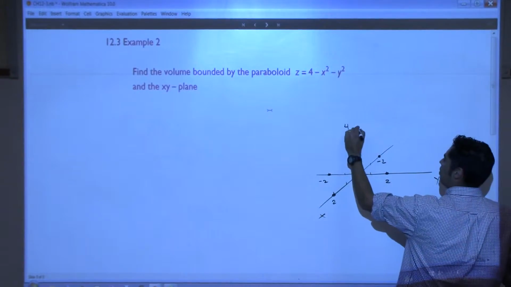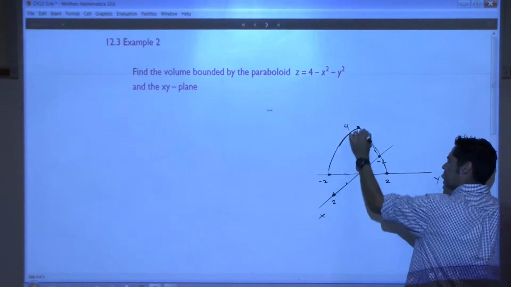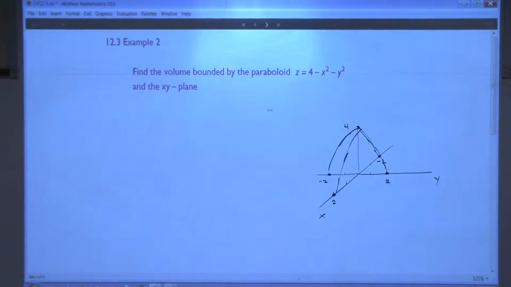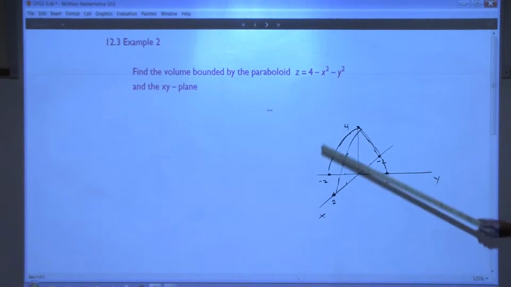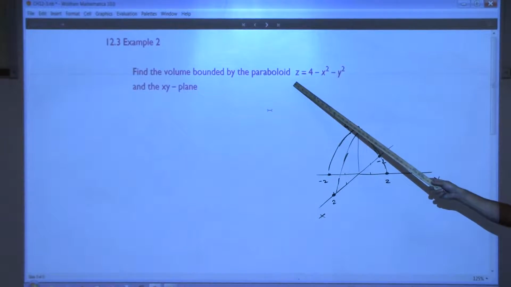So here's your paraboloid. It comes down like this, goes in the back like that, comes over here like this, comes out like that. And what should the shape be on the ground? A circle, right? And the way you know that is just let z be 0. If z is 0 here, you're forcing that thing down to the ground.